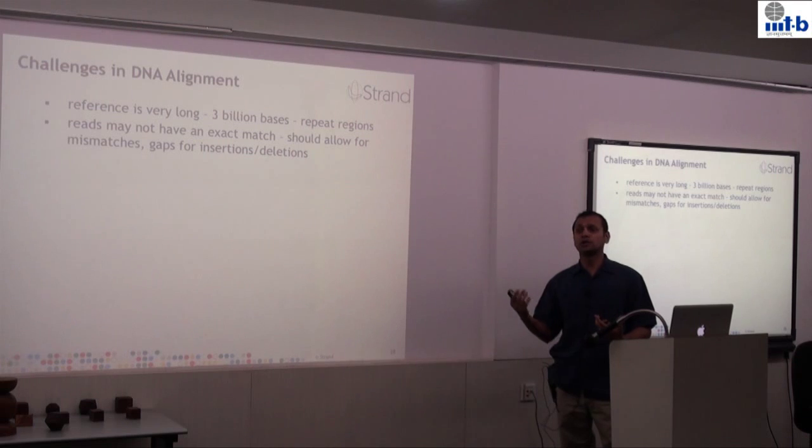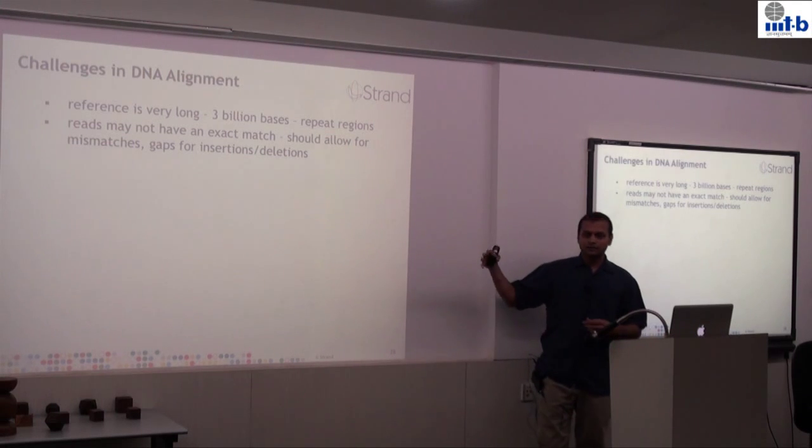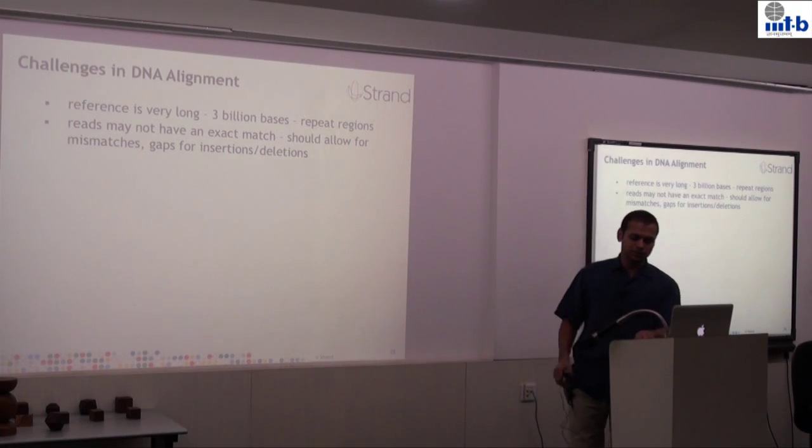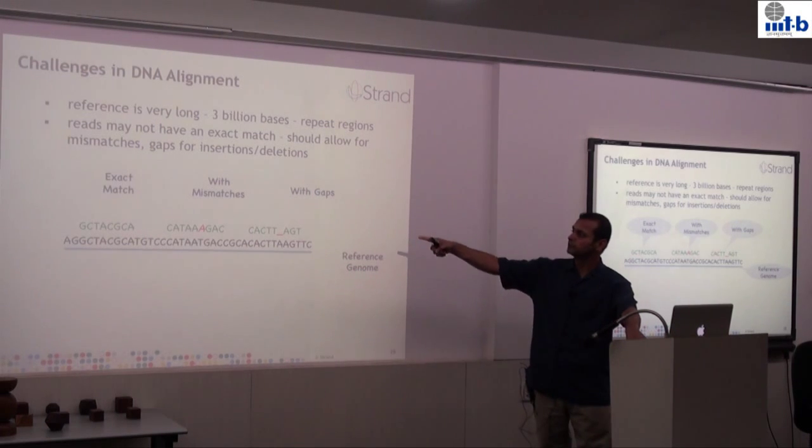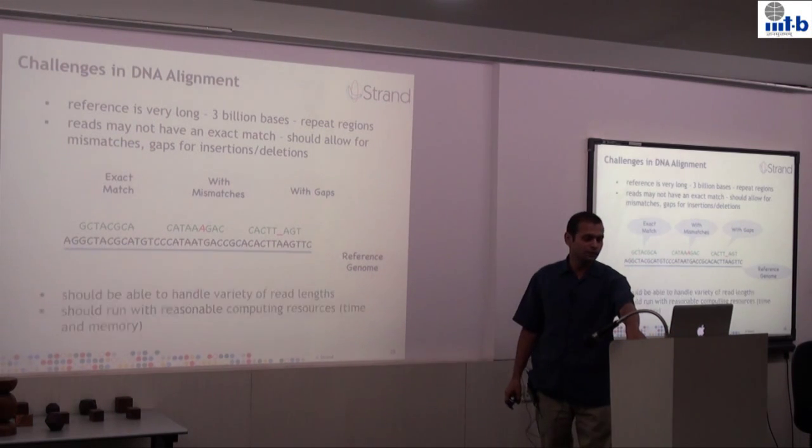So I have to allow for mismatches. I have to allow for gaps. I have to allow for all these insertions and deletions. So with that requirement, the mapping becomes even more difficult. These are the kind of mismatches and gaps that we want to allow.